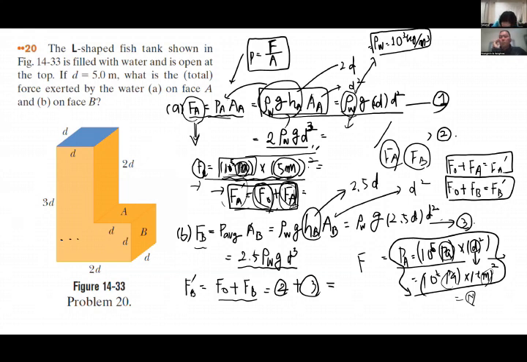For A, I got 4.95 times 10 to the power of 6. A total is how much? 4.95 times 10 to the power of 6. Okay, that's good. What about B? 5.51 times 10 to the power of 6. That is 10 to the 6 Newton, right? Okay, all right. Let's move on then.